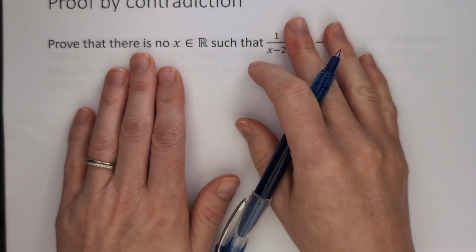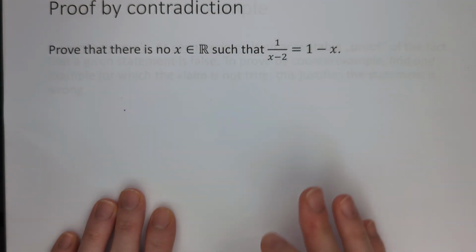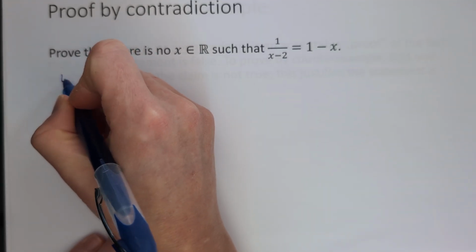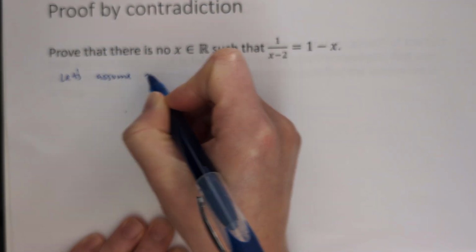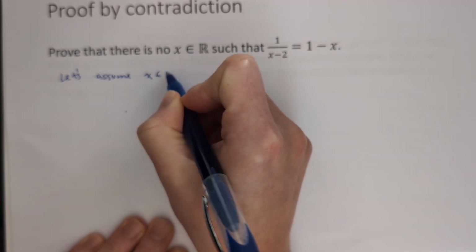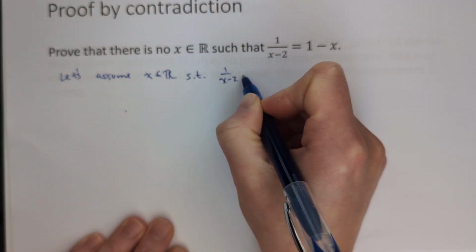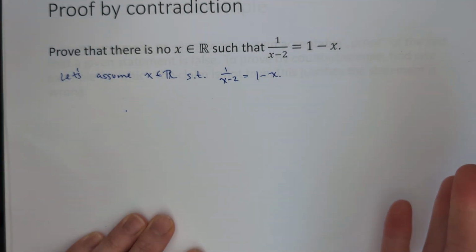Here's another example, a much simpler one. Proof by contradiction. Prove that there is no x in the real numbers such that 1 over x minus 2 equals 1 minus x. Let's pretend there is. Assume that there exists an x in the real numbers such that 1 over x minus 2 equals 1 minus x. And if there is, then we can solve it and we can find it.